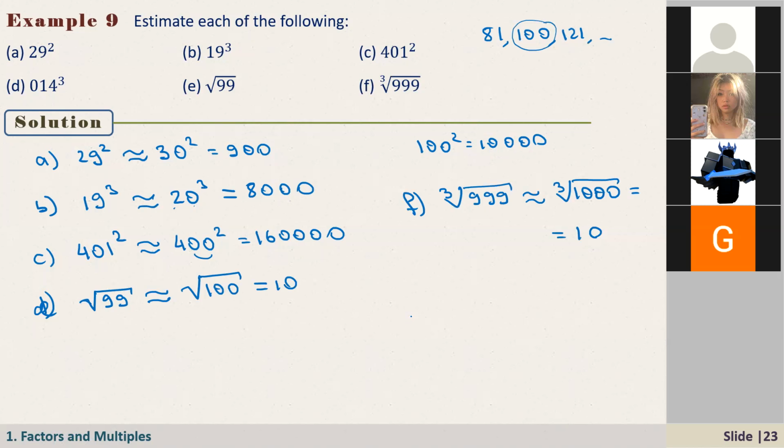How about D? It is 14. I think something is missing here. I should correct this. It is maybe 14 cubed. I think it is 41 cubed or 104 cubed. Okay, suppose that D is 104 cubed. How do we estimate this? We can estimate it by 100 cubed, which is equal to 1,000,000, right? If you multiply 100 by itself 3 times, we will get 1 million.